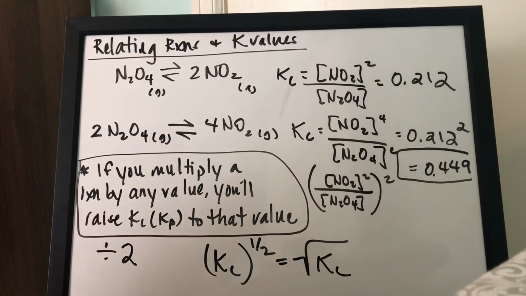Okay, so if you divide a reaction by 3, you would take Kc and raise it to the 1/3 power, which is actually taking the cube root of the Kc value. So again, you're not dividing Kc by 2 or by 3. You're raising it to the 1 over that power. That's a little wordy, but that's what you're doing.